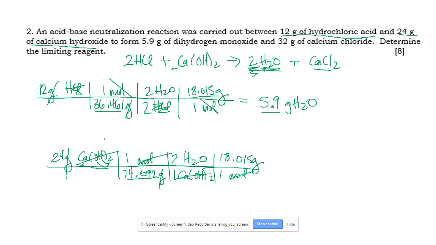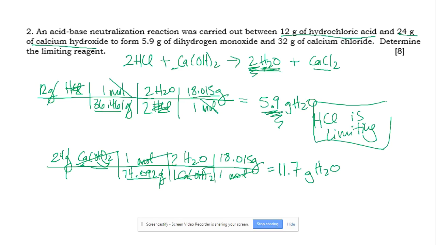Do my math. 24 times 1 divided by 74.092 times 2 divided by 1 times 18.015 divided by 1. And we get, oh my goodness, 11.7 grams of water. Since I can make less product with the hydrochloric acid, that hydrochloric acid is my limiting reagent. Different method, same answer. You choose the one that makes more sense for your brain.